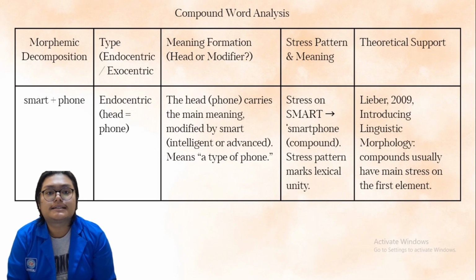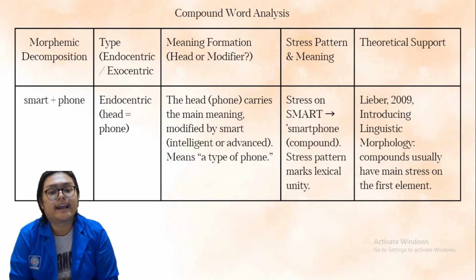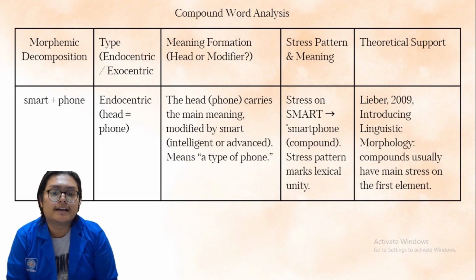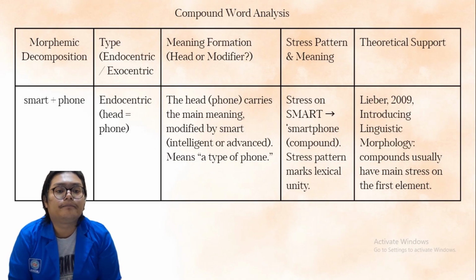So in the word smartphone, what is the type? It's endocentric. The head of this word is phone. What is the meaning information? The head phone carries the main meaning, modified by smart, or intelligent, or advanced, meaning a type of phone.